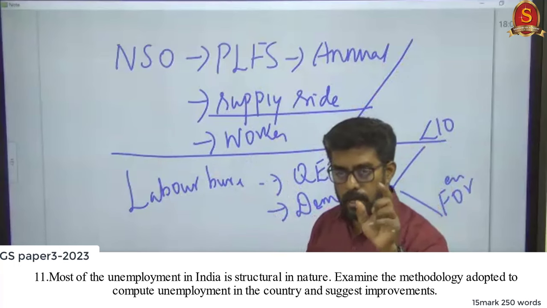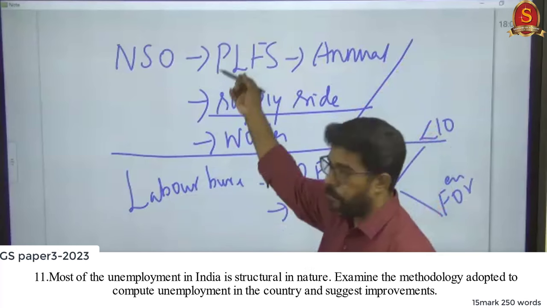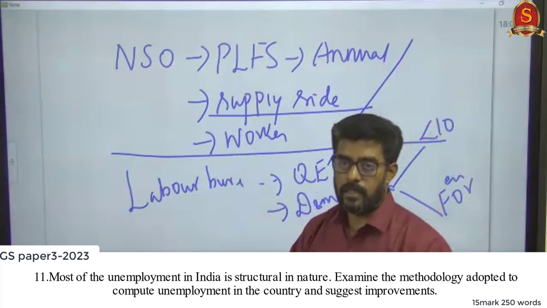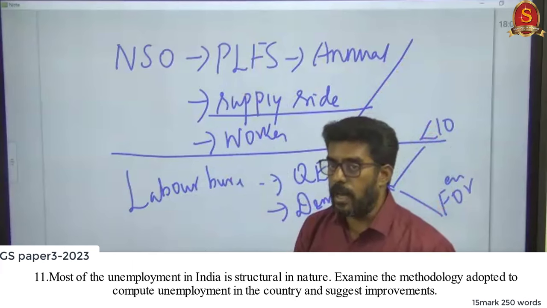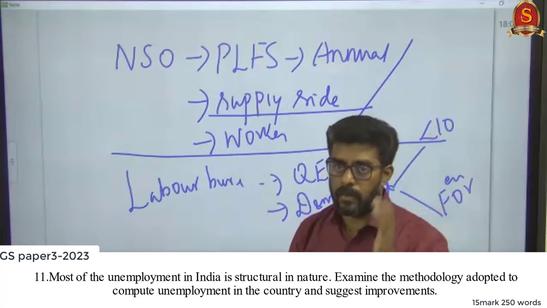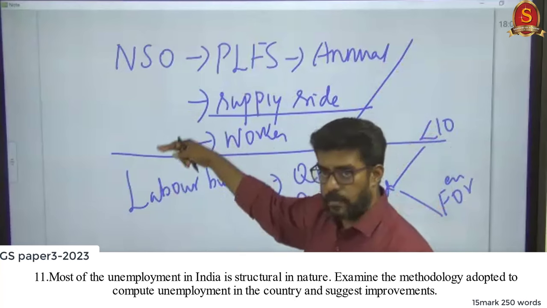Okay, in the annual angle we follow the first one, called usual principal status. For the quarterly angle, we follow the current weekly status. Daily we are not following in our economy. That also you can mention, we are not following in our country. So these are the methods we are following in these two different kinds of data.